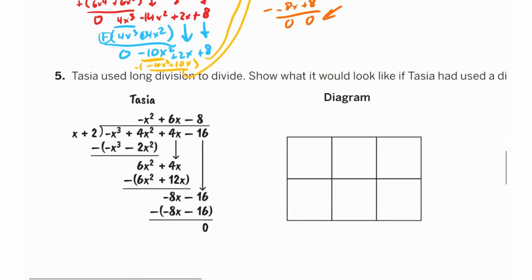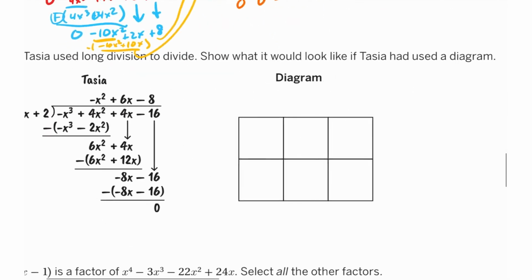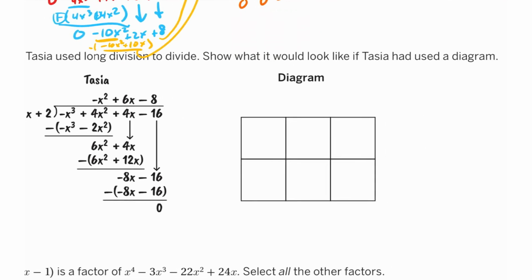Tasia used long division to divide. Show what it would look like if Tasia had used a diagram. So this is good. This is us showing that we know both methods here. When we're dividing, right, this inside is what we get on the inside of the diagram here. The number on the outside here is what we get over here.